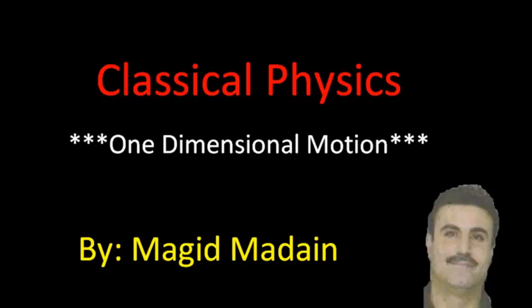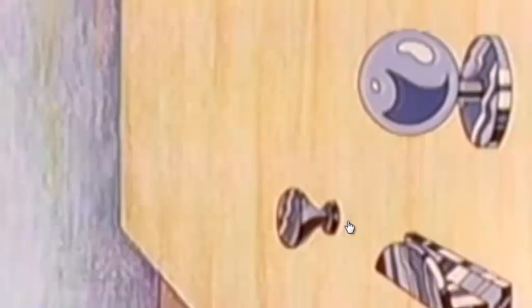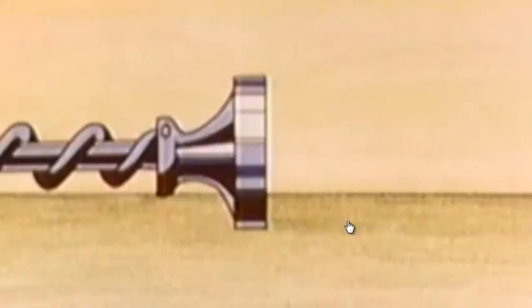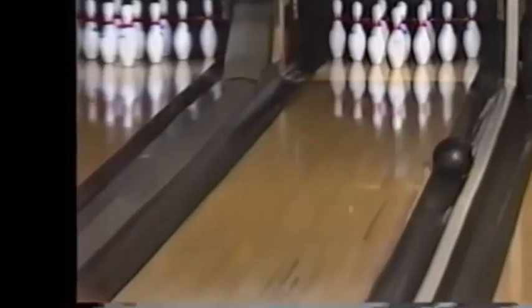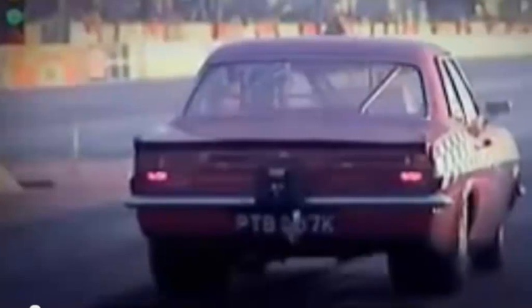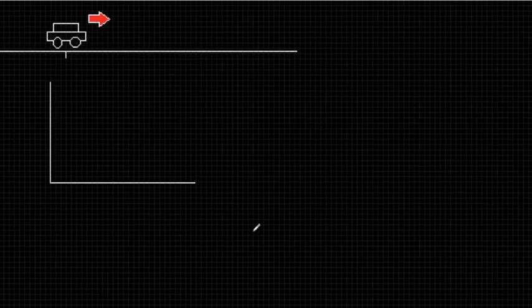One-dimensional motion is the simplest form of motion in physics, and there are many examples: 100-meter dash races, pinball machines where the ejector sends the ball going in one direction, unlucky gutter balls in bowling, land speed record breaking, and drag races. The study of motion is called kinematics in physics.